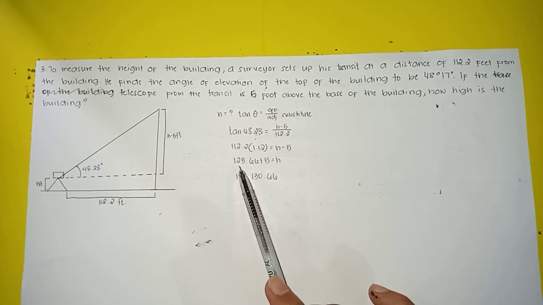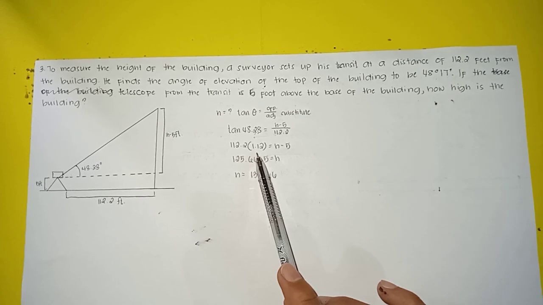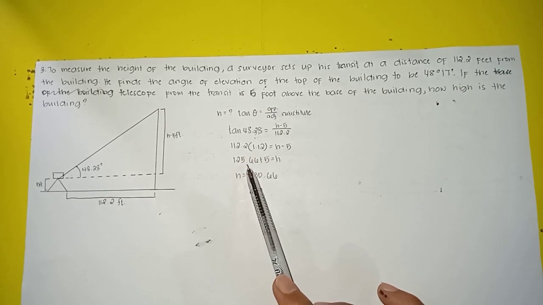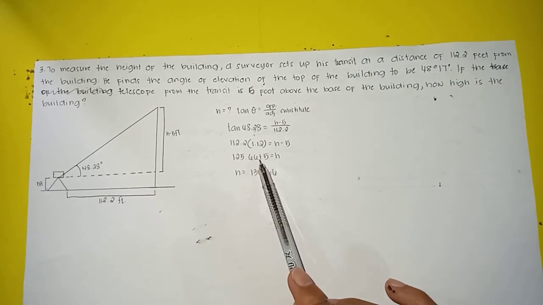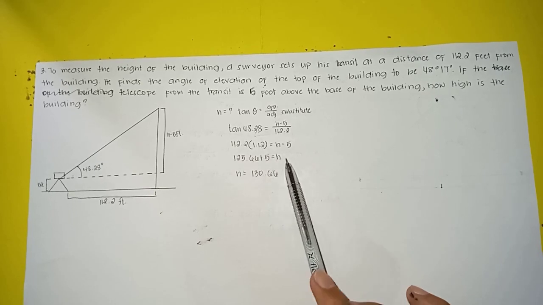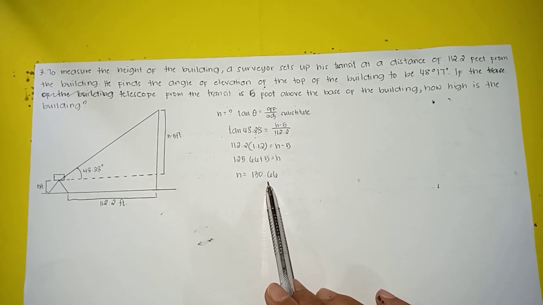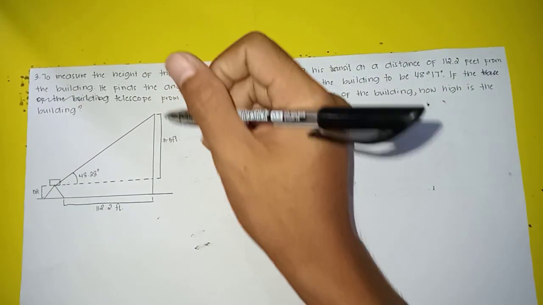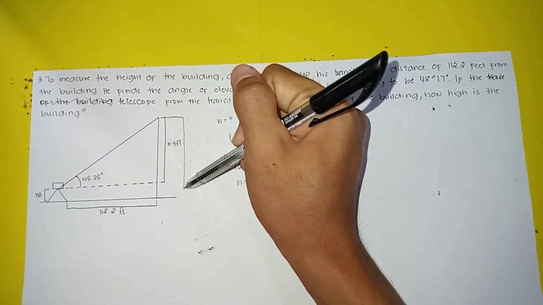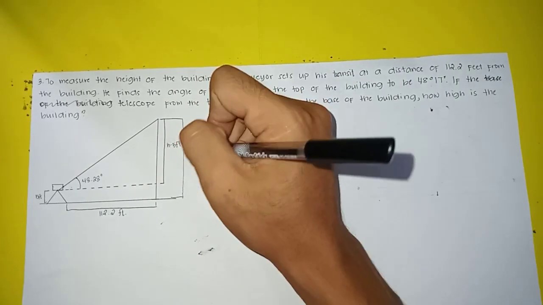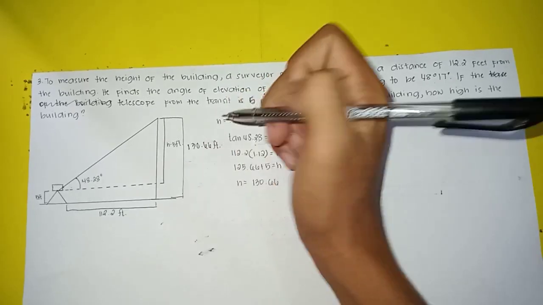Then 112.2 times 1.12 will give us 125.66. Then we will transpose negative 5 to the left side, so it will be positive. So h is equal to 130.66. So this, the height of the building from here to here, is 130.66 feet.